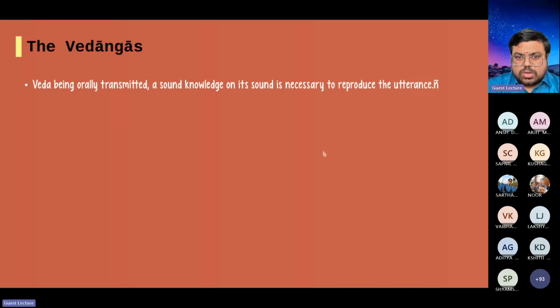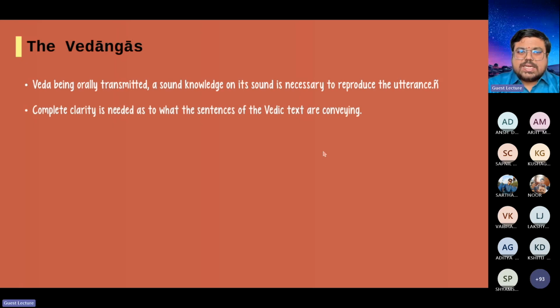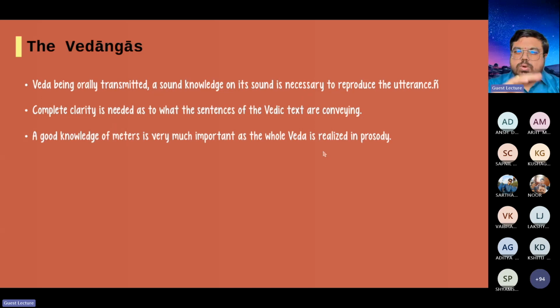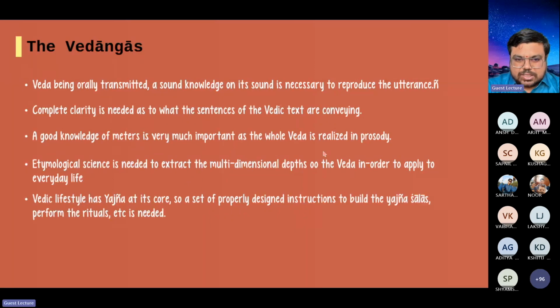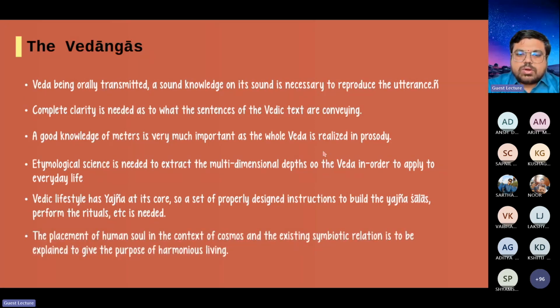Veda being orally transmitted, a sound knowledge of its sound is necessary to reproduce the utterance. Complete clarity is needed as to what the sentences of the Vedic text are conveying. A good knowledge of meters is very important, as the whole Veda is realized in metric scales, that is prosody. Etymological science is also needed to extract the multidimensional depths of the Veda in order to apply them to everyday life. Vedic lifestyle has yajna at its core, so a set of properly designed instructions to build the yajnashalas, perform the rituals, etc. is very much needed. The placement of the human soul in the context of the cosmos and the existing symbiotic relationship must be explained thoroughly, and a purpose needs to be given to live harmoniously. These are the 6 factors based on which the 6 Vedangas have originated.